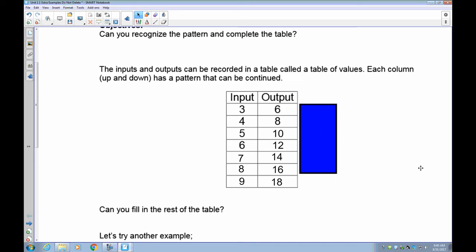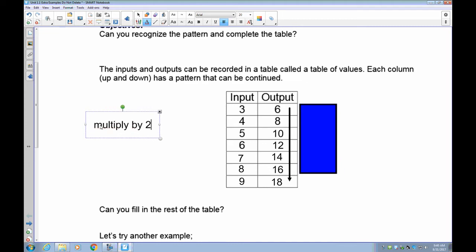Okay, so take a look at this. We're going to find the output rule first. That's what's happening here. 6 to 8, you're adding 2. 8 plus 2 is 10. So what we're doing here is we're multiplying by 2. Okay, so that's our first step. Multiply by 2.